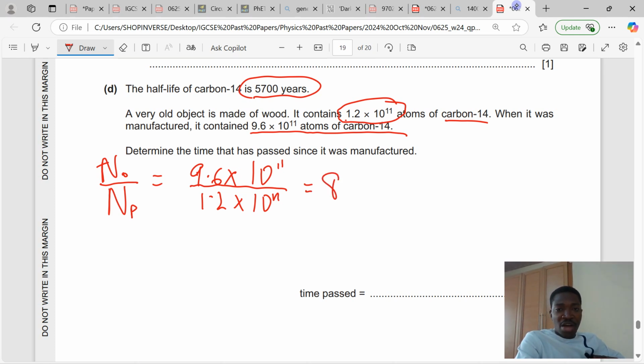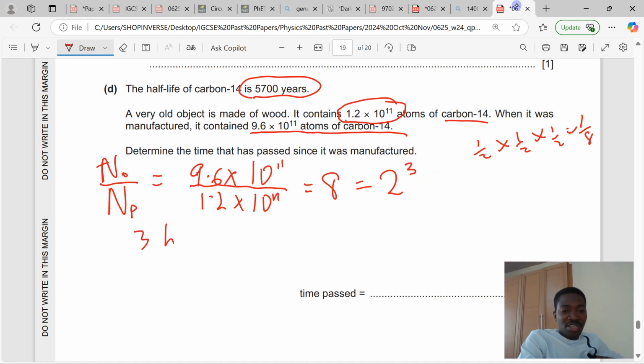So the number of atoms initially present is 8 times the number of atoms presently present. How many half-life cycles has happened in that case? 1 over 2 times 1 over 2 times 1 over 2 gives you 1 over 8, or you express this as 2 raised to the power 3. That simply means we have 3 half-life cycles.